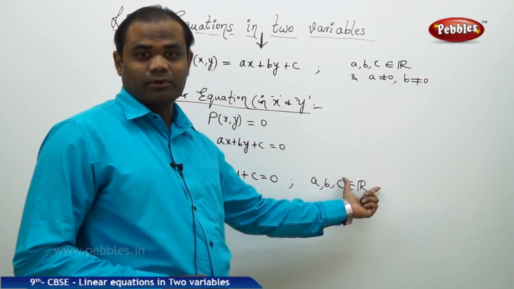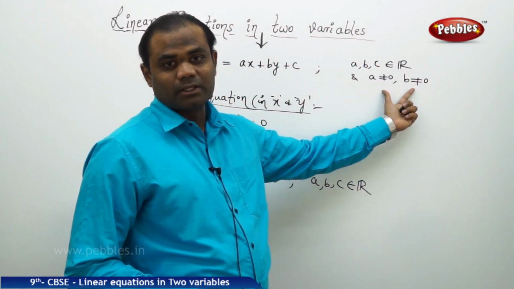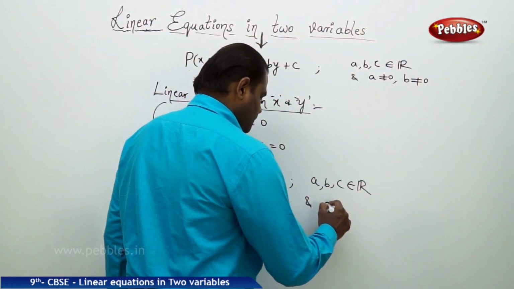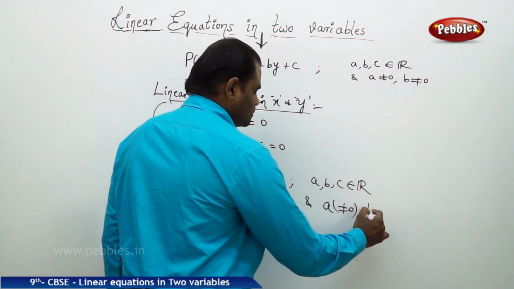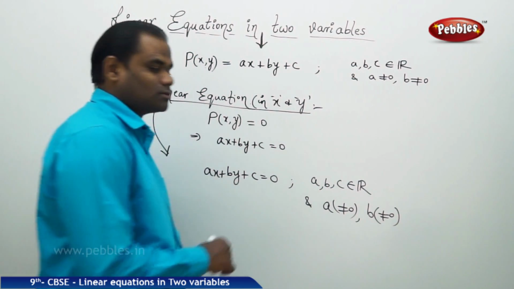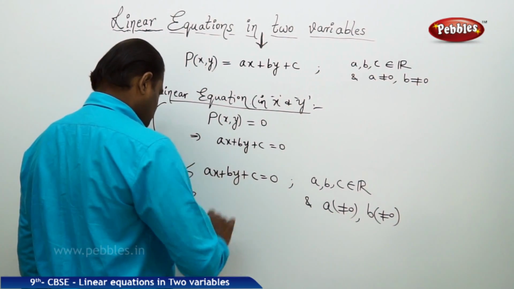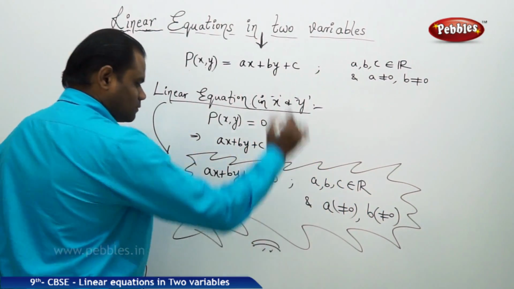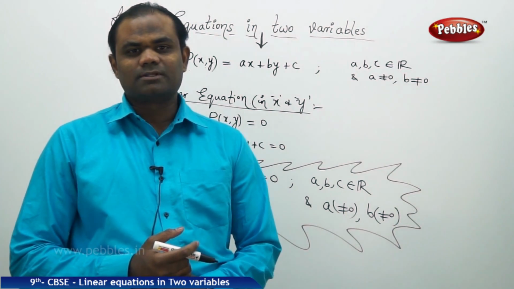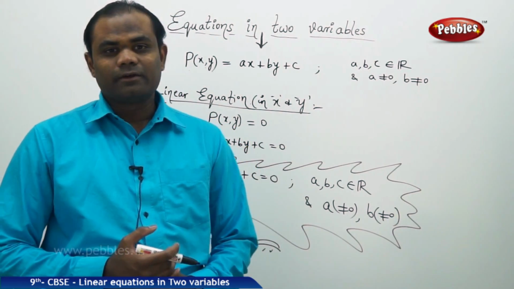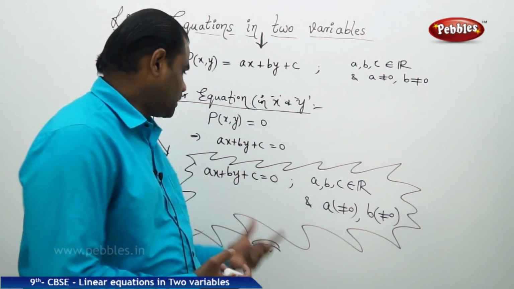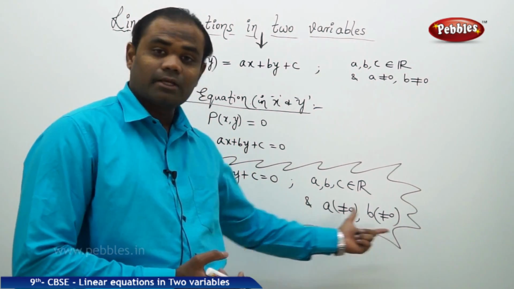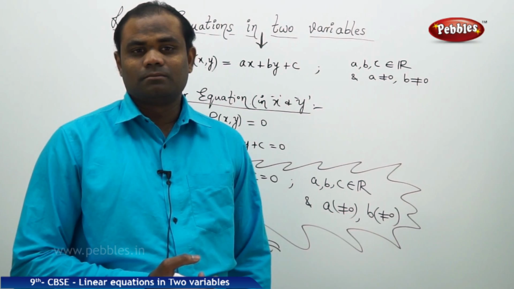So a, b, c must belong to the real numbers, and the second condition is that a and b should be non-zero real numbers, a not equal to 0 and b also not equal to 0. That is how I define the linear equation in two variables x and y. Linear equation in two variables x and y: ax plus by plus c equal to 0, a, b, c belong to R and a not equal to 0, b not equal to 0, is how I define it.